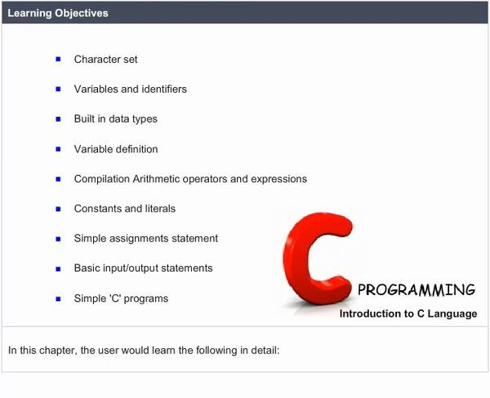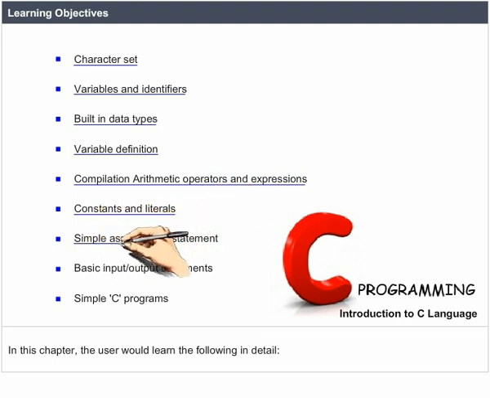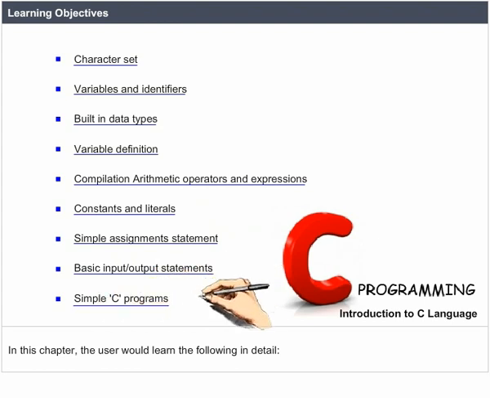Introduction to C language. Learning objectives. In this chapter, the user would learn the following in detail: character set, variables and identifiers, built-in data types, variable definition, compilation, arithmetic operators and expressions, constants and literals, simple assignment statement, basic input-output statements, simple C programs.